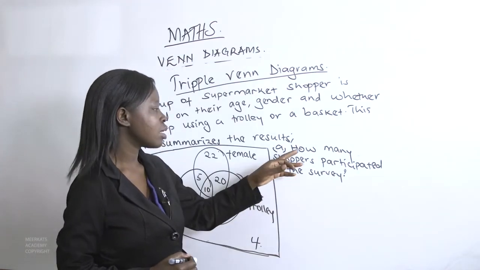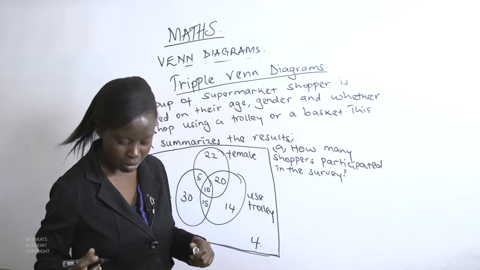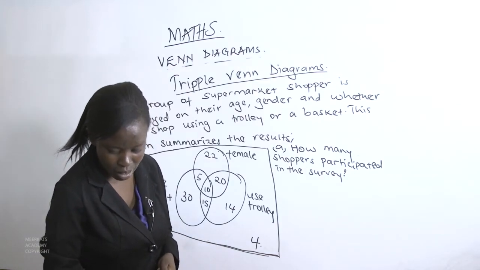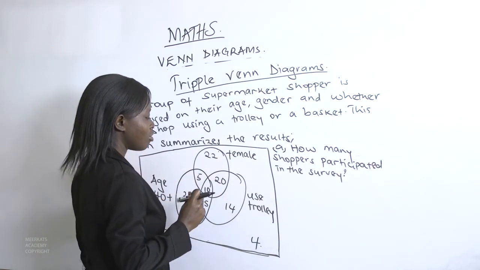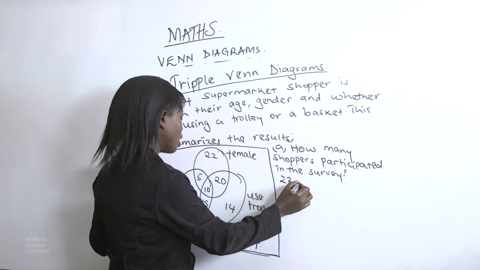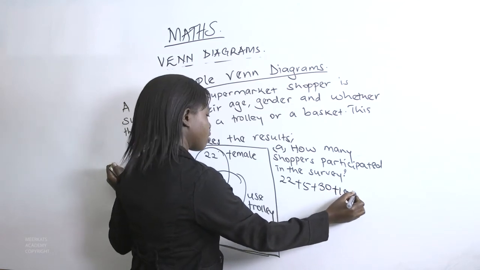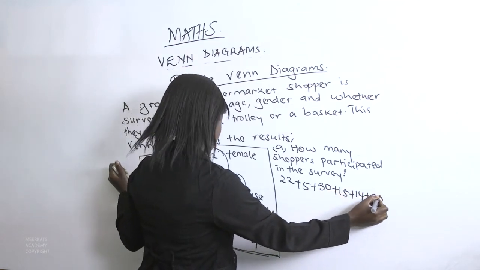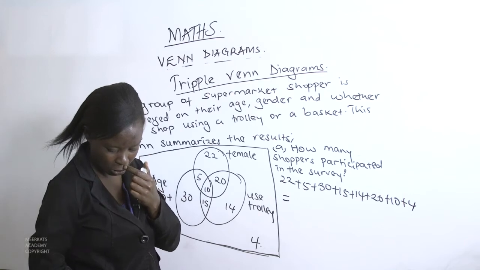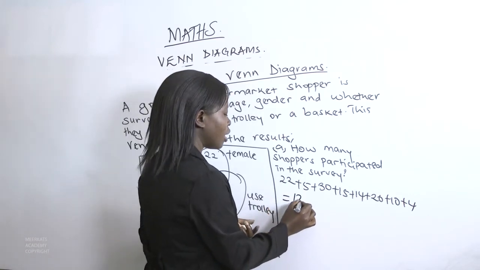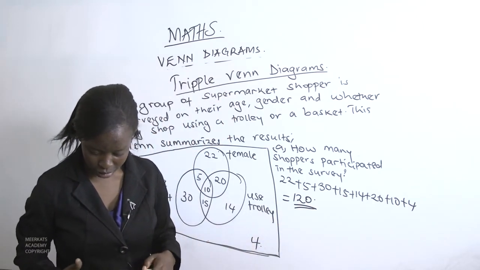So the first question is, how many shoppers participated in the survey? So we find out the total number of shoppers who participated in the survey by simply adding the digits we have in this given Venn diagram. So we have 22 plus 5 plus 30 plus 15 plus 14 plus 20 plus 10 and plus 4. So this gives us a total of 120 people who participated in that given survey.